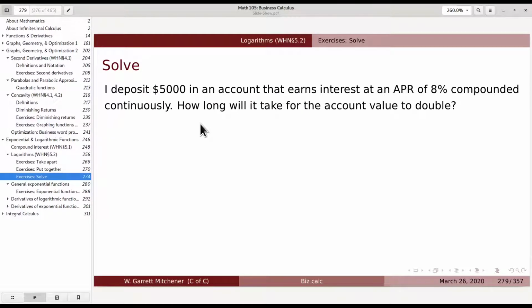Okay, one last problem. I deposit $5,000 into an account that earns interest at an APR of 8% compounded continuously. How long will it take for the account value to double? So take a minute and try to solve this problem, and then take a look at my solution.